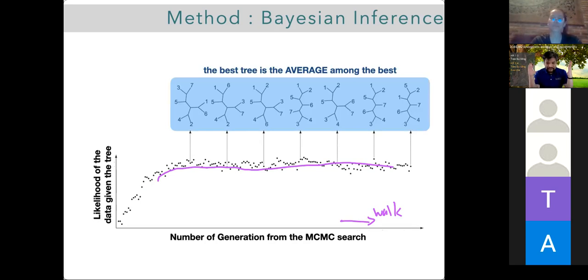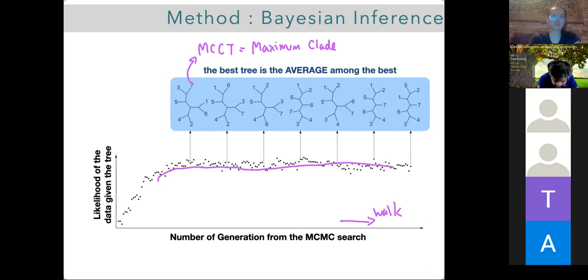There's an algorithm to average this out. This is beyond the scope of the class. But basically, instead of choosing the best tree, you average out these best trees. The result of this is called the MCCT, the maximum clade credibility tree.